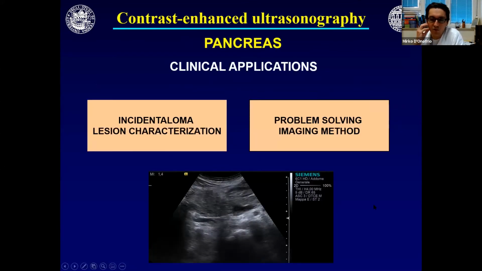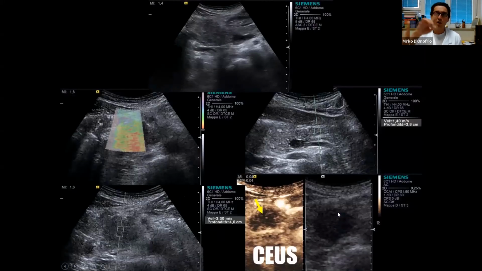Few slides to conclude. We can use contrast ultrasound to characterize an incidental finding or to solve some problem, as I told you during my presentation. This is an example of enlargement of the head of the pancreas. The report can be very different, but it's important to use all our tools during our ultrasound study, so that it will be really multiparametric.